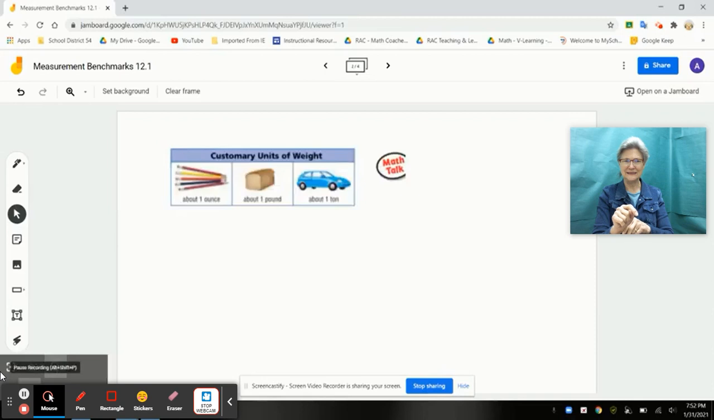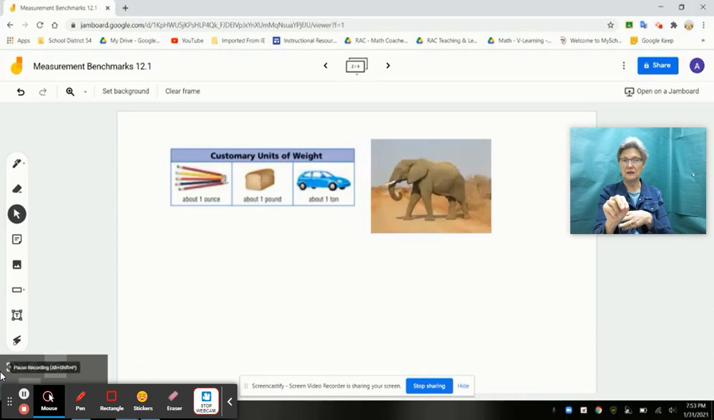Now, looking at customary units of weight. Several pencils weigh about 1 ounce, a loaf of bread weighs about 1 pound, and a car weighs about 1 ton. Using these benchmarks, I want you to think about how much do you think this elephant would weigh?